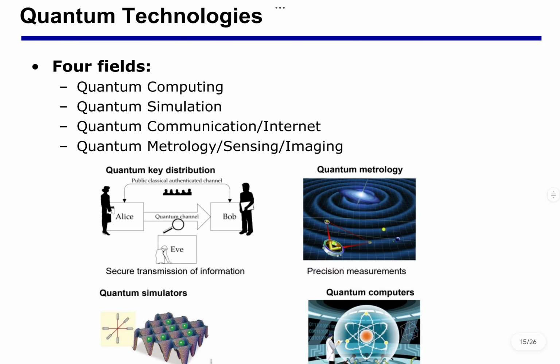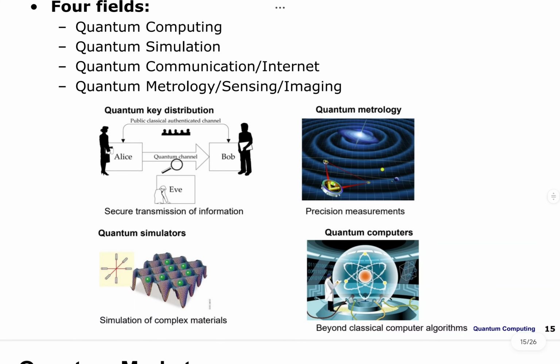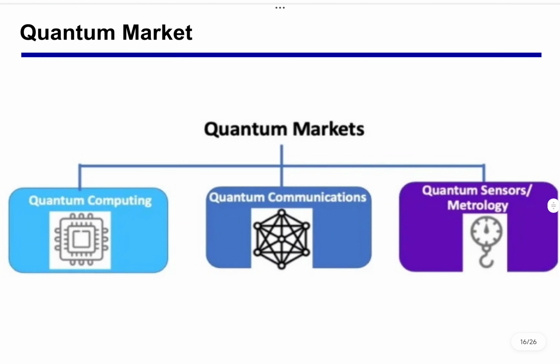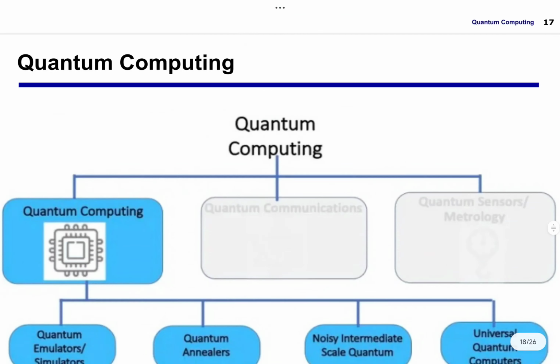There are several fields of quantum technology: computing, simulation, communication, and sensing, metrology, imaging. Computing means doing the mathematical work, simulation means that we can simulate complex materials, communication and internet mean quantum cryptography, and sensing means new sensors, and so on.